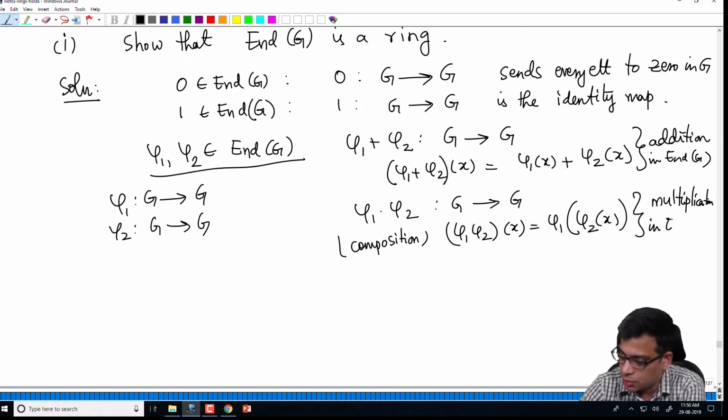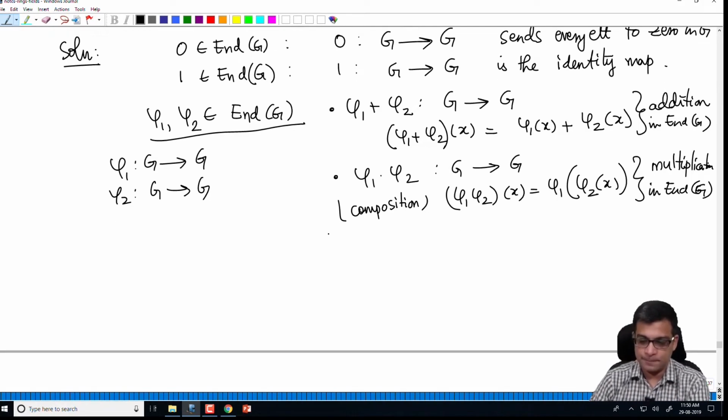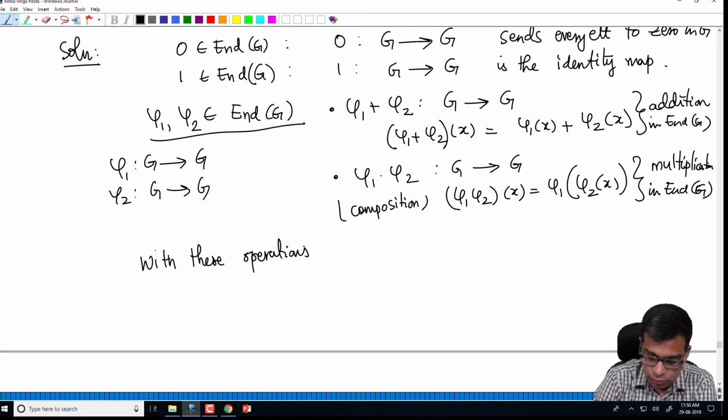In End G. Right, so in order to show that End G is a ring, we need to say what is addition, what is multiplication. Addition is defined here by adding in the target group. Multiplication is defined to be composition. So what I will leave for you to check is, with these operations, End G is actually a ring.